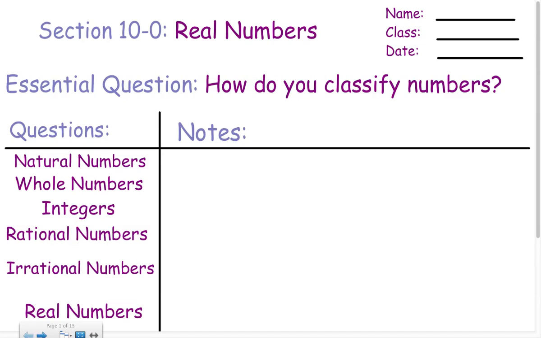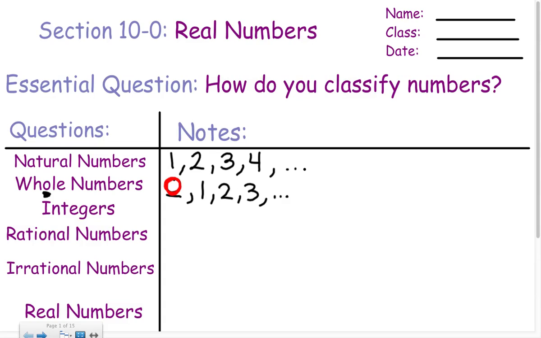So natural numbers are your counting numbers. If you were just about to start counting, most people would start with 1: 1, 2, 3, 4, and so on. Whole numbers, I always like to circle or underline the O in whole to remind you that whole adds in the 0. So the 0, and then 1, 2, 3, and so on. The only difference between natural numbers and whole numbers is whole numbers include 0.